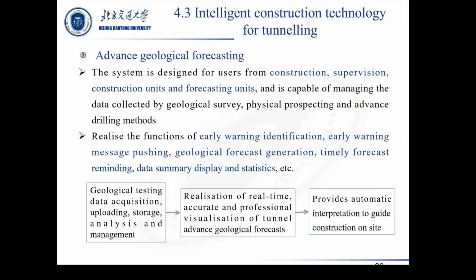The system is designed for users from the construction supervision, the construction unit and the forecast unit, and it is capable of managing the data collected by geological survey methods, physical survey methods, and advanced geological methods.